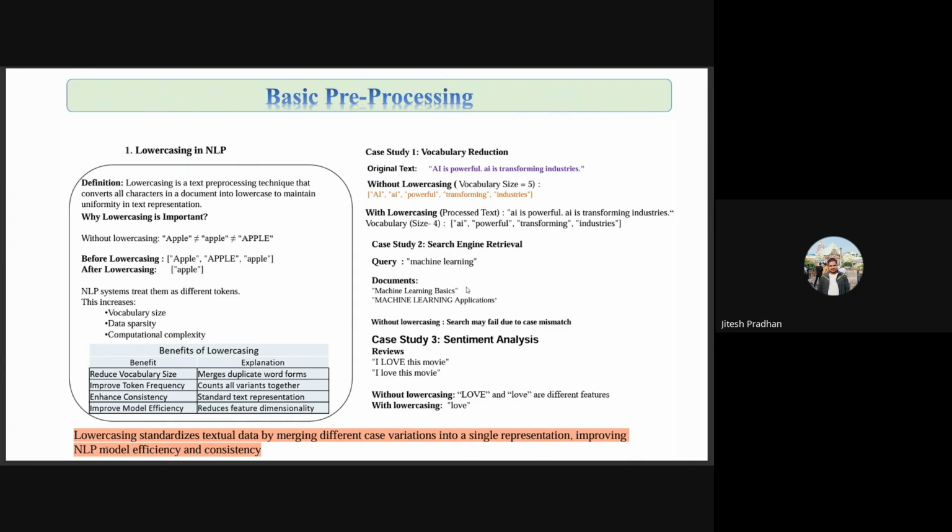Another example is sentiment analysis: "I love this movie" and "I LOVE this movie". Without lowercasing, love and LOVE will be treated as different features. With lowercasing, they will be the same.